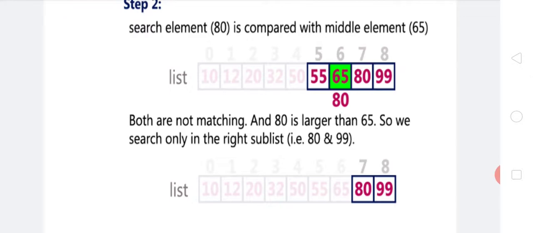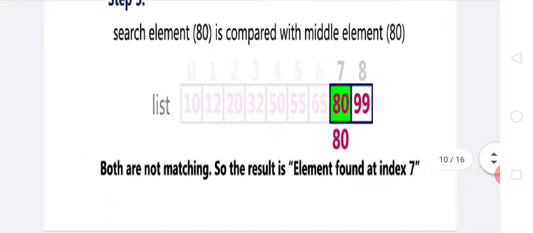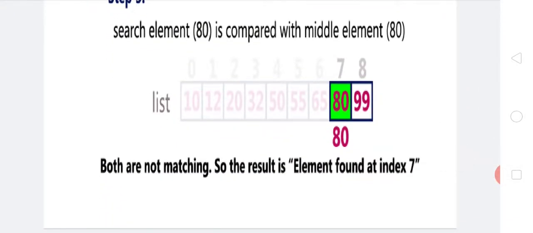Again 80 is compared with the mid value. Now we have to calculate the mid value. How to calculate mid value? Mid is equal to beginning plus end divided by 2. Now here beginning is 7 and end is 8. 7 plus 8, 15. 15 divided by 2, answer is 7. Means mid location is 7, which contains the element 80, and our search element is 80. Means 80 is compared with 80. Yes, search is found. Then we can display one message, element found at index 7. The element is 80.